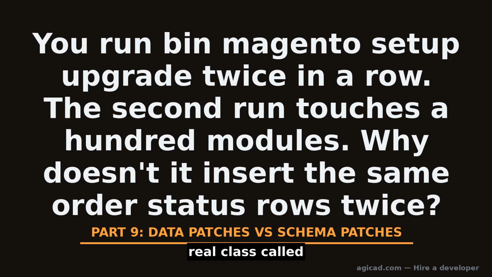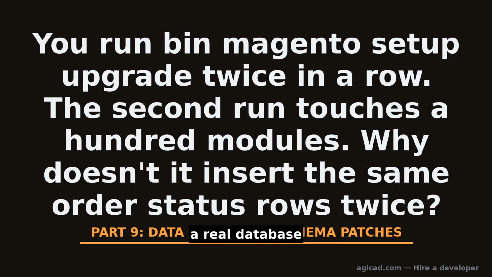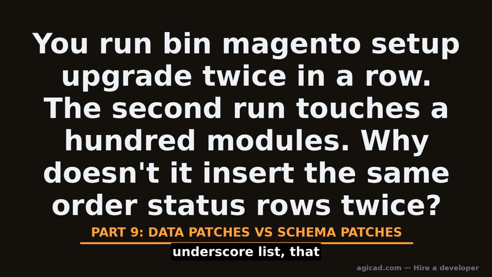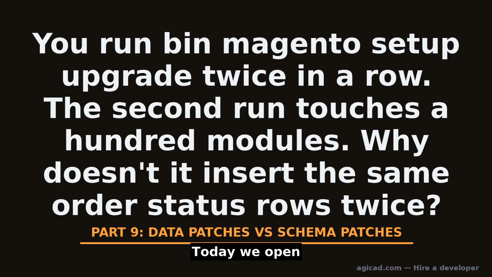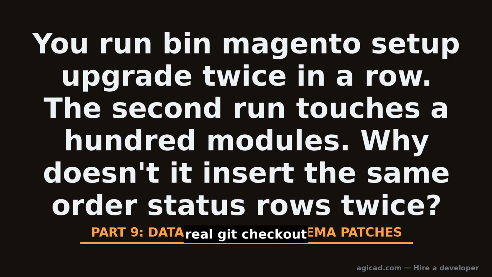It's a real class called PatchApplier, backed by a real database table called patch_list, that Magento's own setup scripts implement in exactly 2 files, DataPatchInterface and SchemaPatchInterface. Today we open the real source behind both how a patch declares itself, how Magento remembers what it already ran, and how one patch can depend on another without a hard-coded module install order. Every file and line comes from a real git checkout of the 2.4.9 tag.